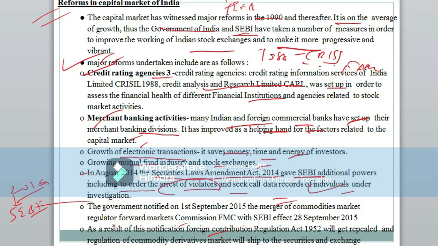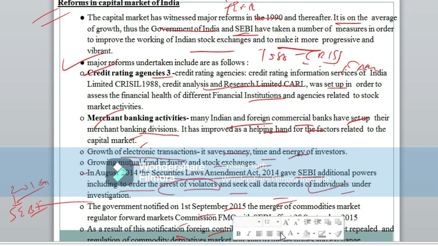Then comes the government notification of 1st September 2015, where the forward commodities market and the commodities market were regulated. So we found that there are changes in FMC, SEBI and the different kinds of investors.